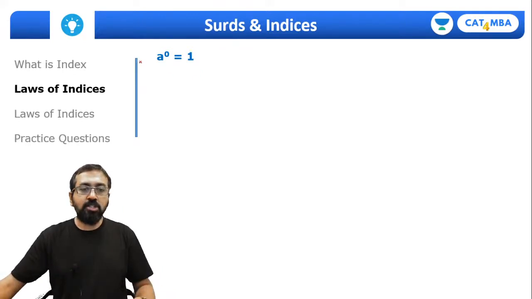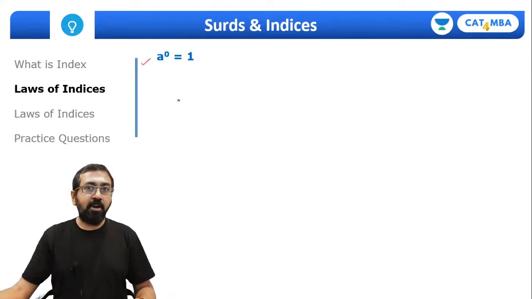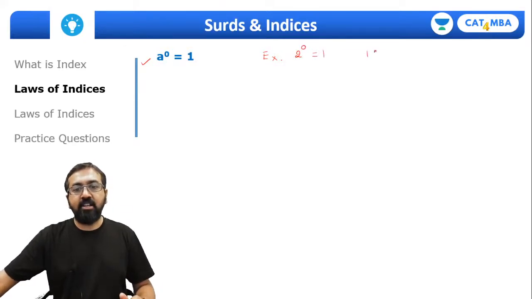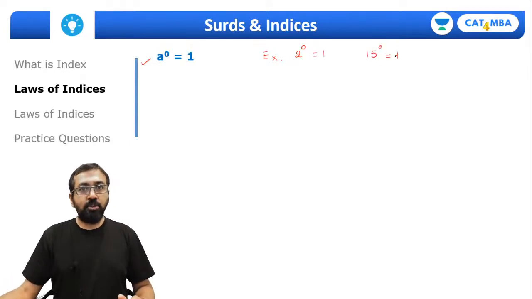The first law says that any number raised to 0 power is 1. For each of these rules I'll take an example, so you will understand it in a much better way. So for example, if I take 2 raised to 0, the result will be 1, or even if I take 15 raised to 0, the result will be 1. So any number raised to 0 power, the result is 1. This is what this rule says.